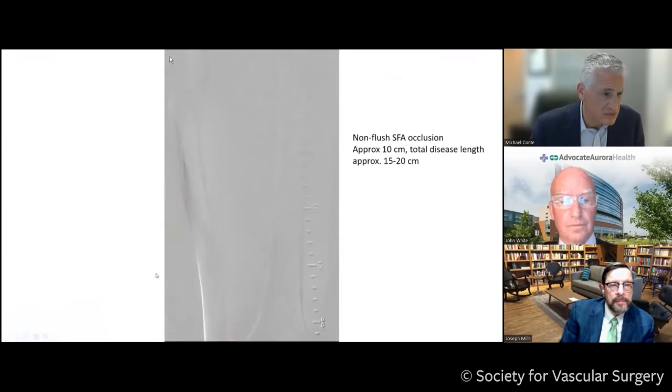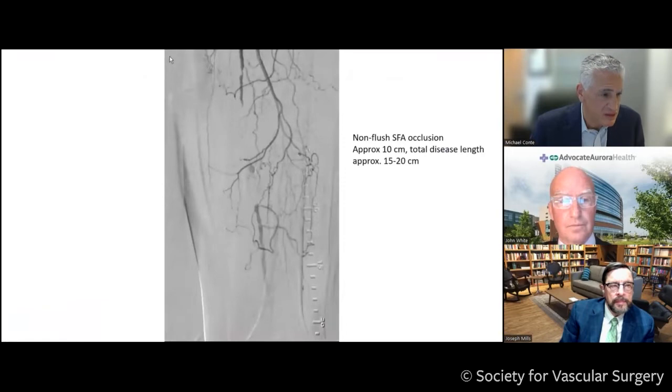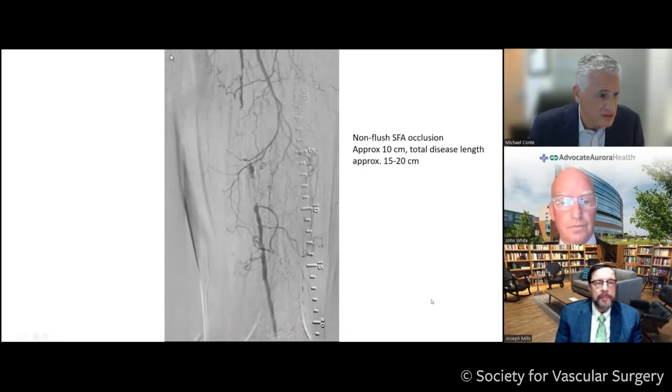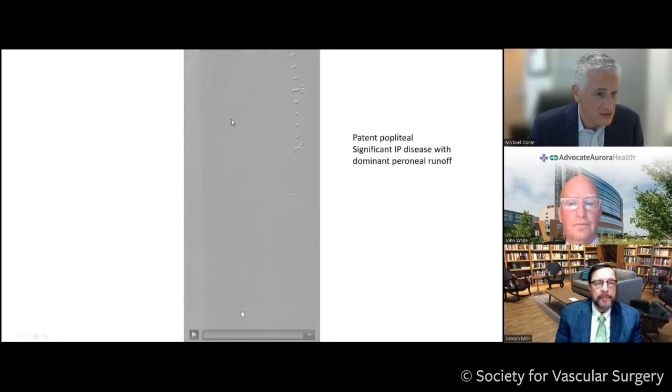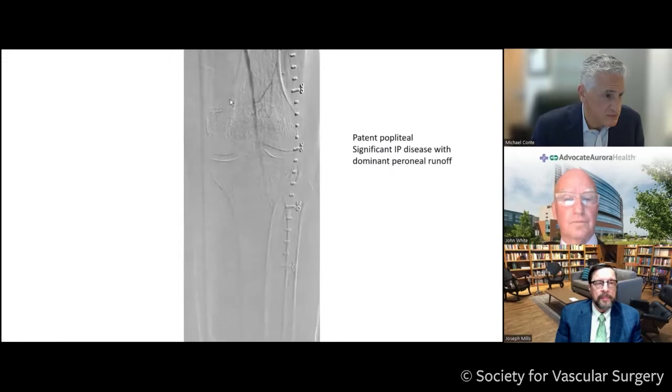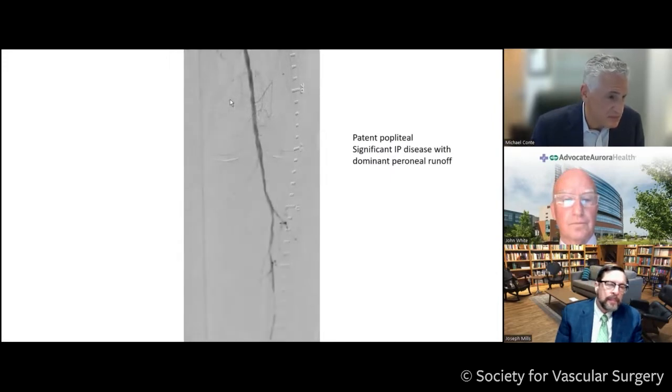Moving down to the next station for a better look at the extent of this SFA disease, you can see that there's reconstitution in the mid-thigh, so that the total occlusion length is approximately 8 to 10 centimeters, and the total disease length of the SFA is between 15 and 20 centimeters. Popliteal artery has mild disease that's not hemodynamically significant.